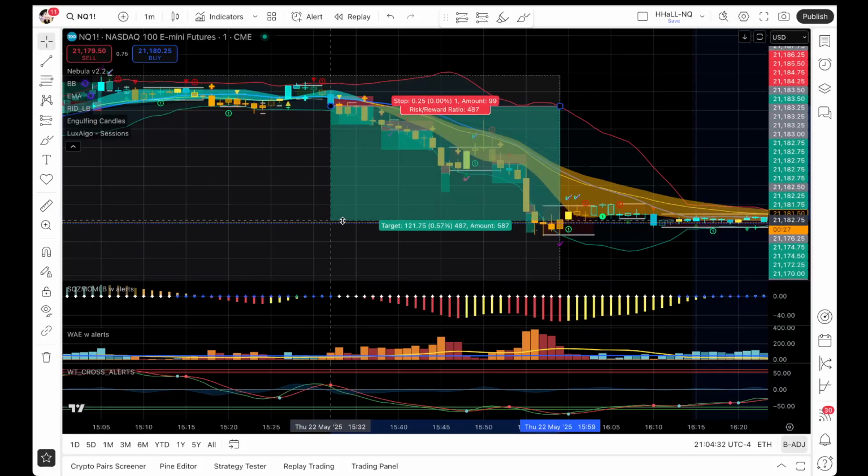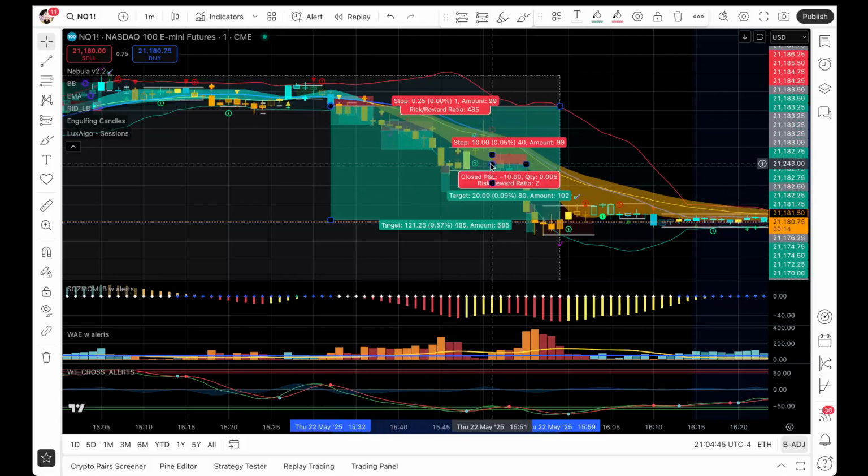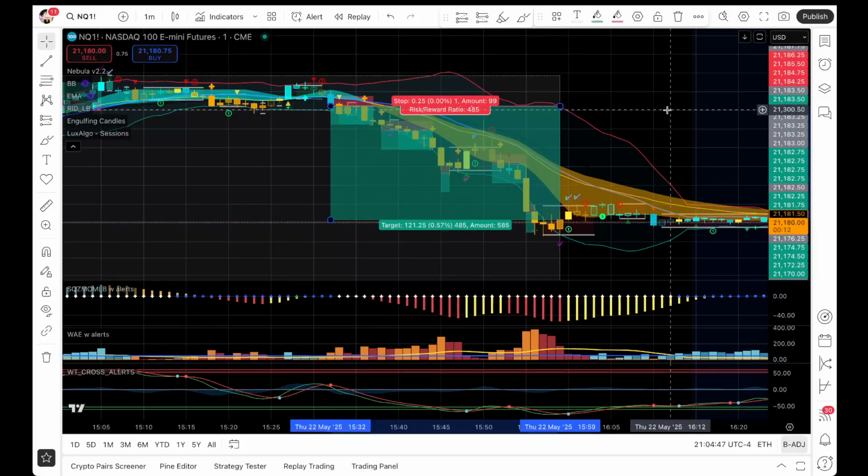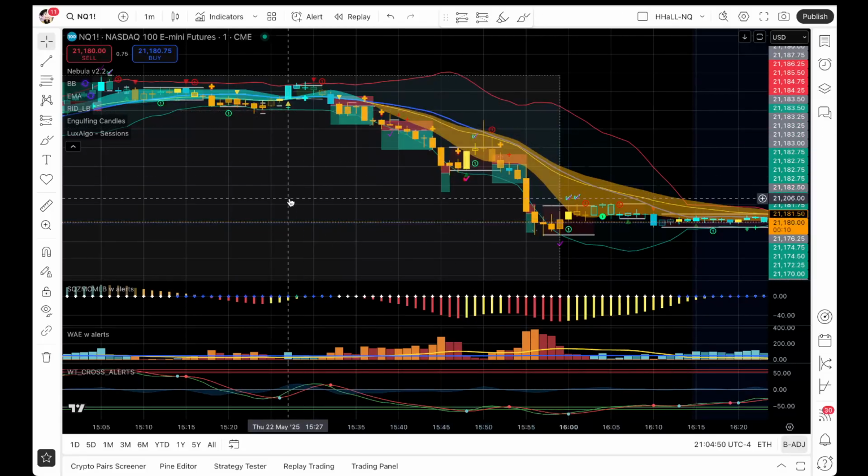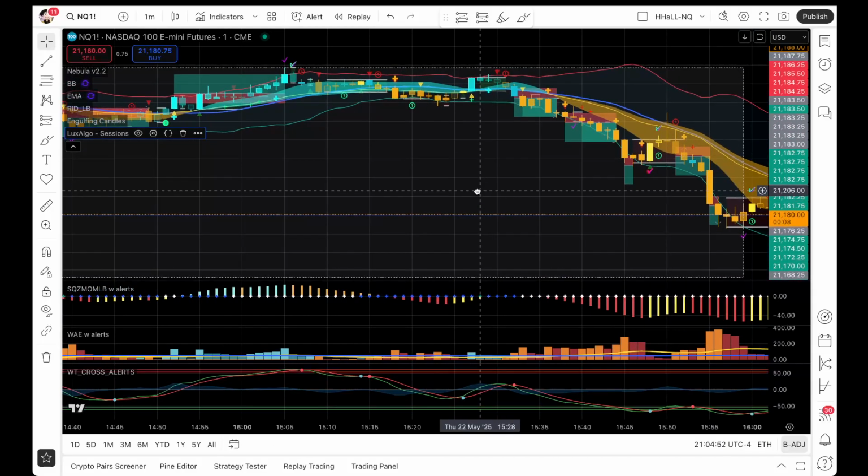Right here, that's 121 points. So I could have had this set at 100 points for an easy 100-point win, or I could have let it go right to the end for 120 points. So we had our initial 20 plus another 120, 140 points. I'd be very happy with that for an end of the day trade. So those are my thoughts about the price action reviewing today, Thursday, May 22nd.